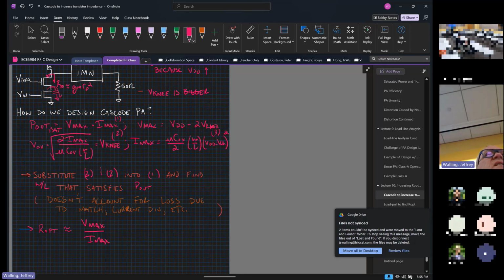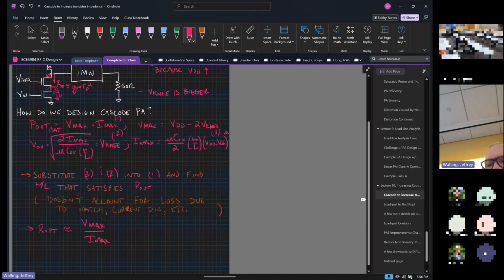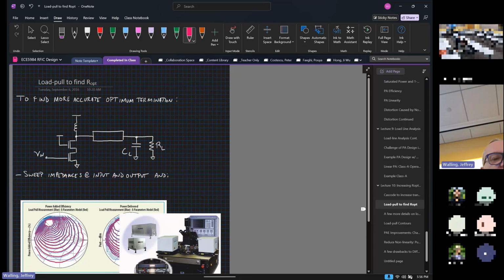Now in a practical sense, we can run a DC simulation. We can find the GM for the devices. We can sweep the width and find GM as a function of width. We can do all kinds of things. I'll show you how to do that in just a moment. But what's almost always done with a transistor, instead of doing this hand calculation, is what's called a load pull.